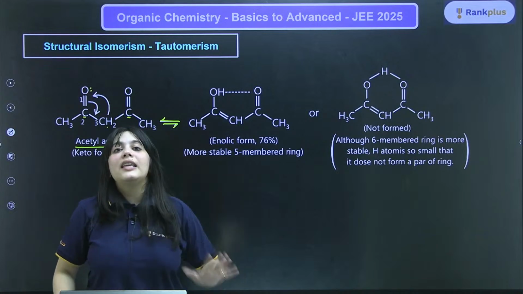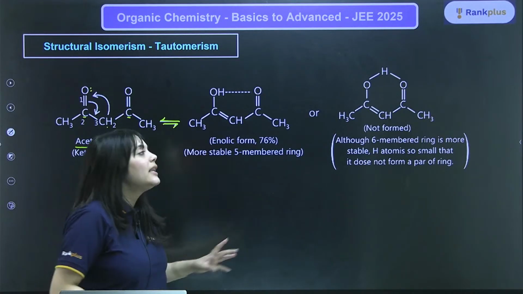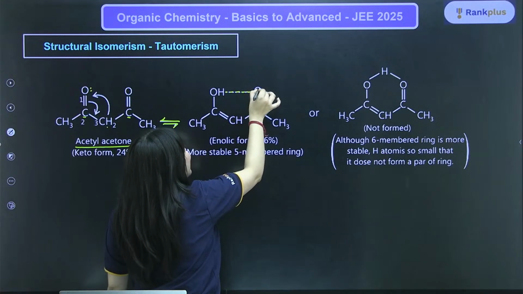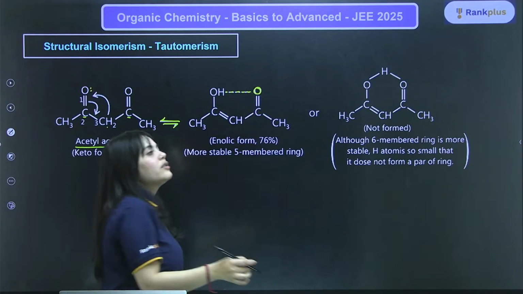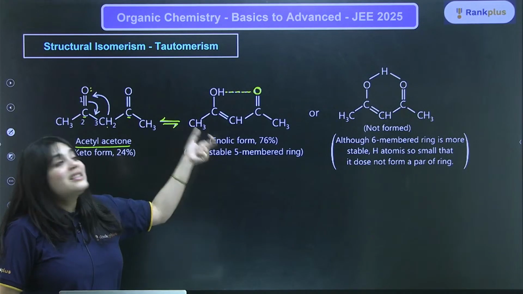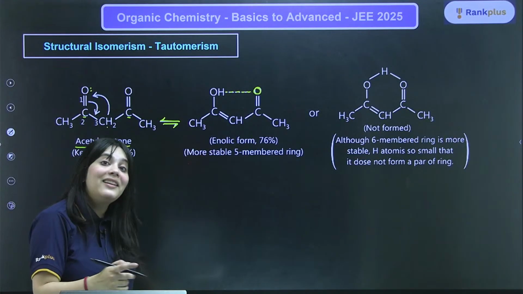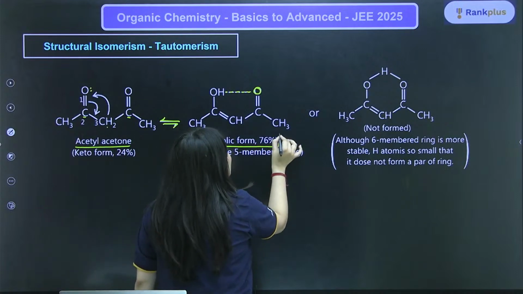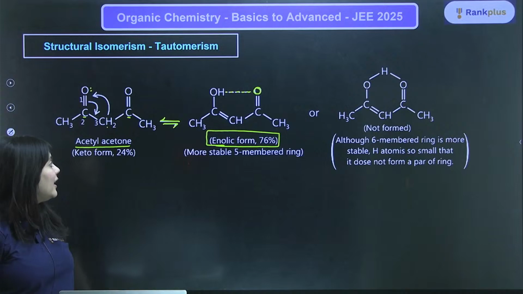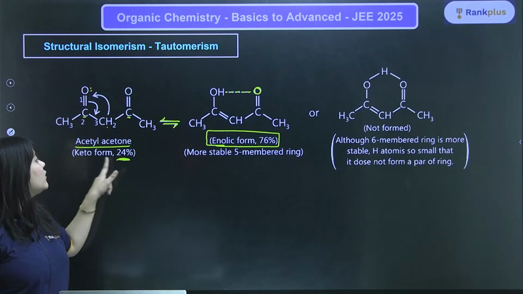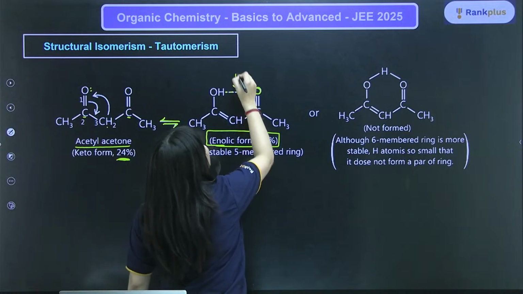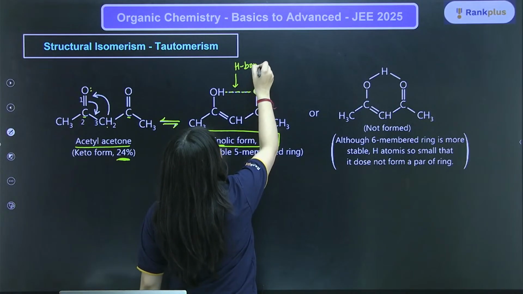Now, look at this enol form. This is very, very important. This hydrogen can form a hydrogen bond with this oxygen over here. Can everyone see that? Due to the formation of this hydrogen bonding, once again, the enol form is more stable over here. 76% of the molecule is enolic. Only 24% of the keto form is formed. Why? Once again, due to the stronger H bonding present in them.